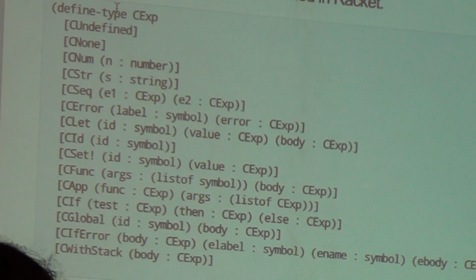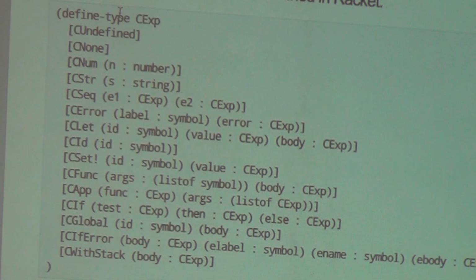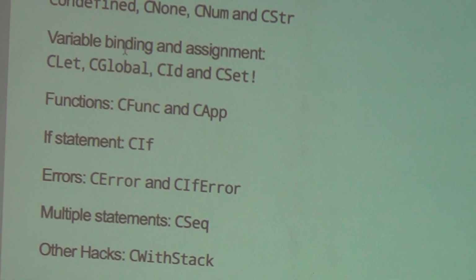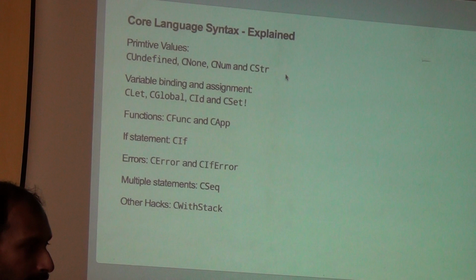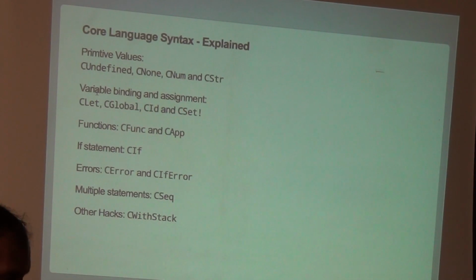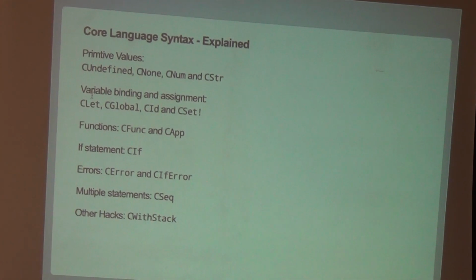If you see, there are hardly like 10 constructs in the language, and they're very, very simple. I'll explain each one of them. The primitive values: you have undefined, none, number, and string. And then the variable binding and assignment. Let actually binds a value and evaluates a piece of code.